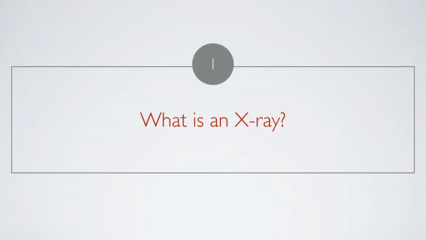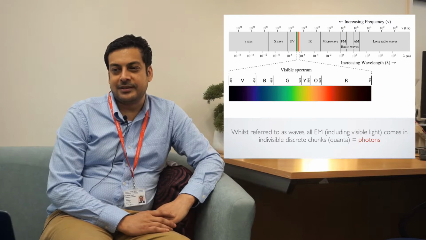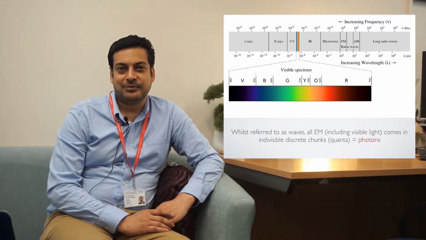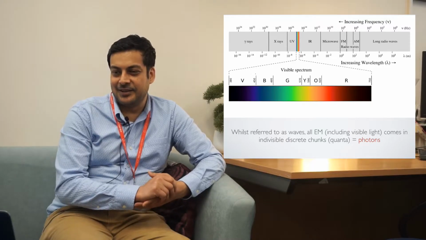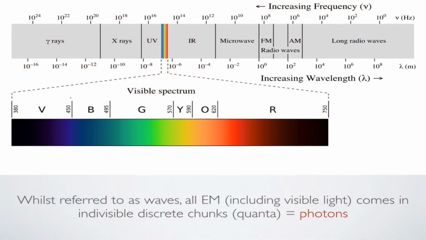What is an X-ray? If we look at the electromagnetic spectrum, which just means all types of electromagnetic energy, including visible light, which you can see right there, almost in the middle of the spectrum, X-rays fall just to the left as you're looking on the graph, and they just represent a different frequency of electromagnetic energy. Whilst we tend to refer to all of these things as waves, it's actually important for how they work to understand that electromagnetic energy comes in little chunks, in little packets called photons.